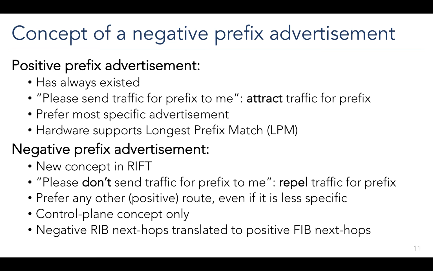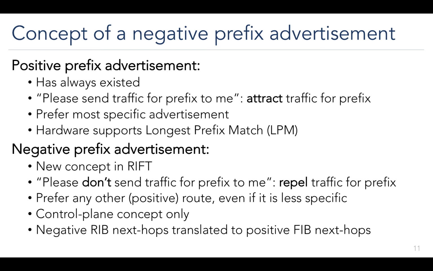When a Rift router negatively advertises a prefix, what it's saying is, I don't know how to get to that prefix. If you have any traffic to send to that particular prefix, you better not give it to me. In other words, a negative prefix advertisement is used to repel traffic for that particular prefix. A router that receives one of these negative prefix advertisements is supposed to use any other available route to get the traffic to its destination, even if that other alternative route is less specific.